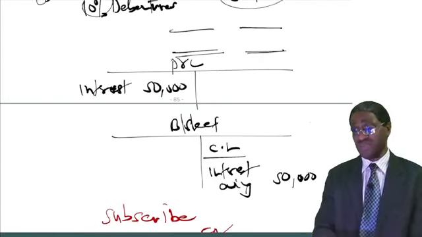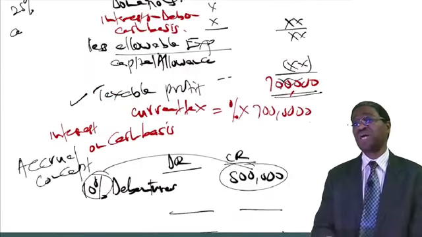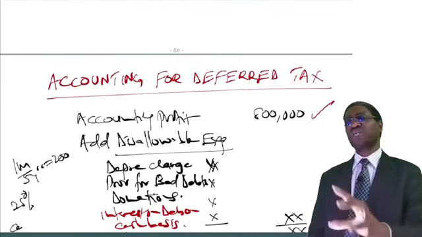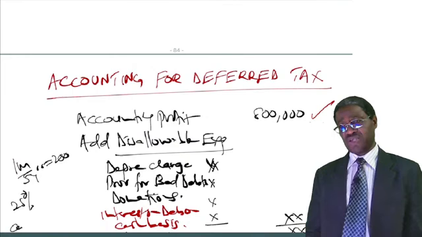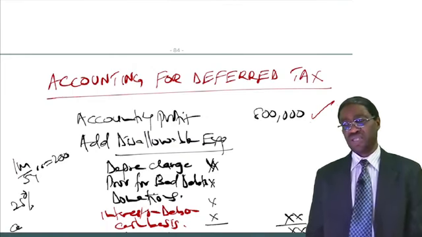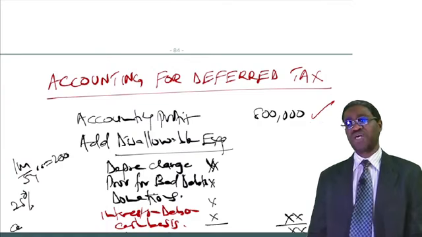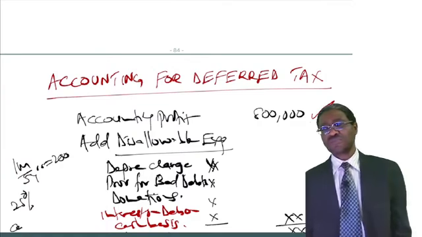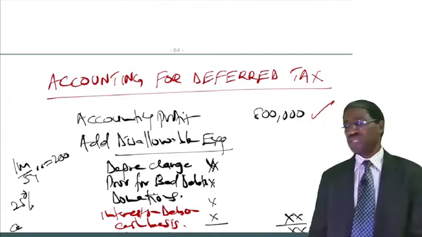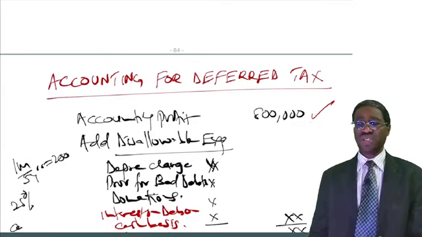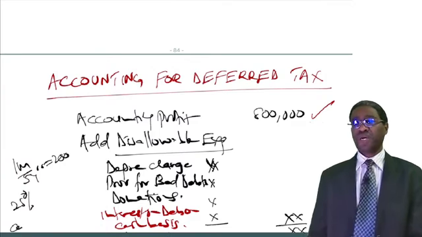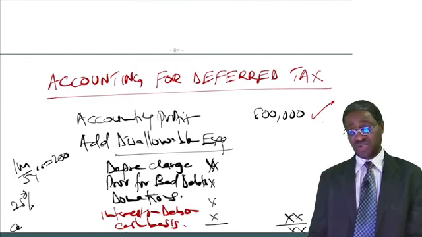So we were to write something down. Put down the topic. The topic is accounting for deferred tax. Accounting for deferred tax. Then you say this.